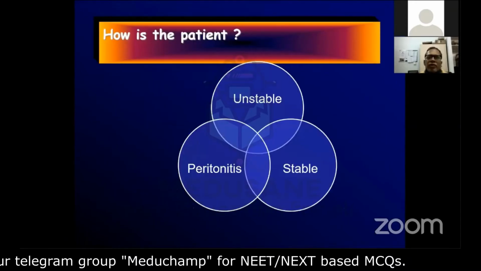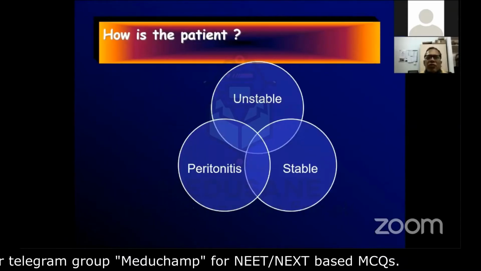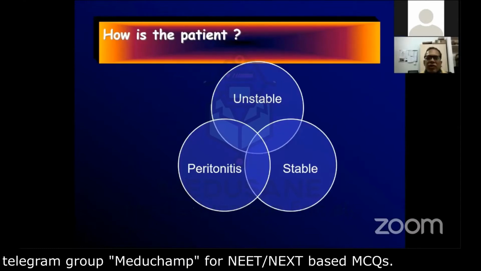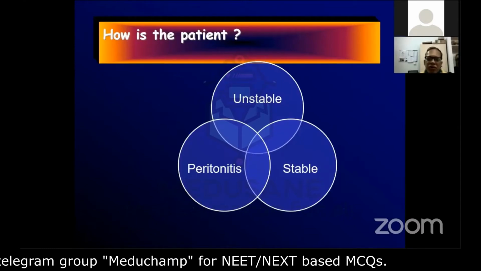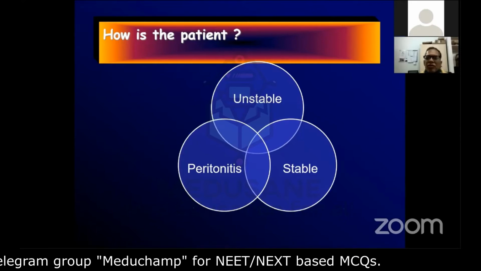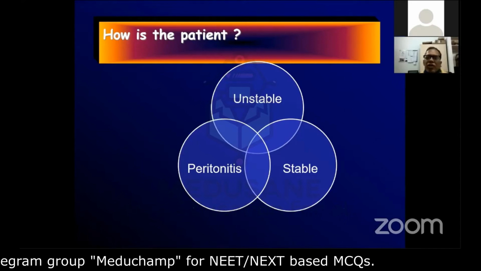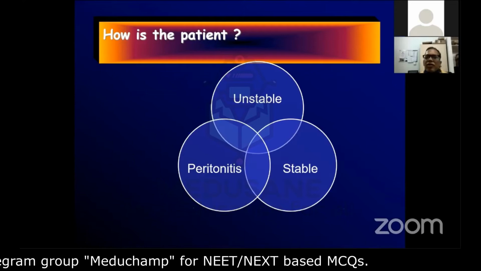So there are three scenarios. Number one scenario, when the patient is unstable. Second scenario, when there is peritonitis. And third scenario, when the patient is stable. You just see they are intervening in the circle, that all three can be combined together.